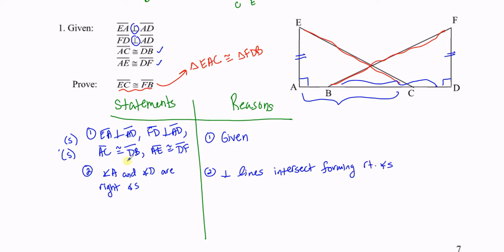Now, I don't quite have side angle side yet because I still haven't written that any angles are congruent. But if angle A and D are both right angles, we can say they're congruent because all right angles are congruent, because they all measure 90 degrees.